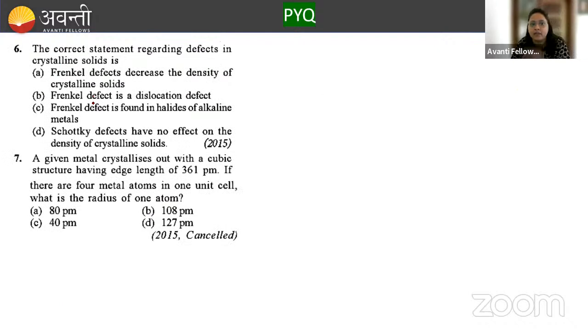Next problem, the correct statement regarding the defects in crystal solid is: Frenkel defect decreases the density of the crystalline solid. This is not true. Frenkel defect is a dislocation defect. Frenkel defect is found in halides of alkaline metals. Schottky defects have no effect on the density of crystalline solid. This is again not true. ठीक है, डेंसिटी पे इफेक्ट हो ही रहा है. ठीक है, तो यहाँ पे हमारा आंसर क्या है? करेक्ट स्टेटमेंट कौन सा है?